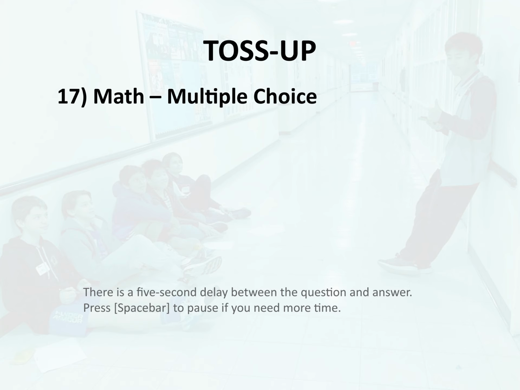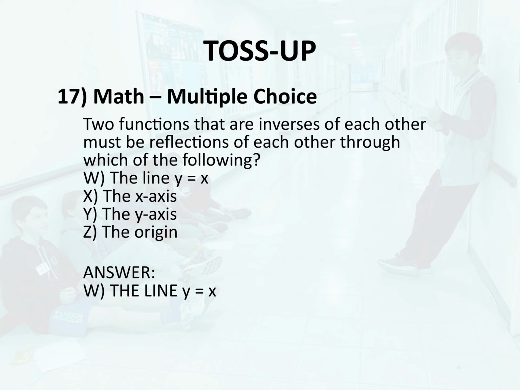Toss-up 17. Math, multiple choice. Two functions that are inverses of each other must be reflections of each other through which of the following? W. The line y equals x. X. The x-axis. Y. The y-axis. Z. The origin. Answer: W. The line y equals x.